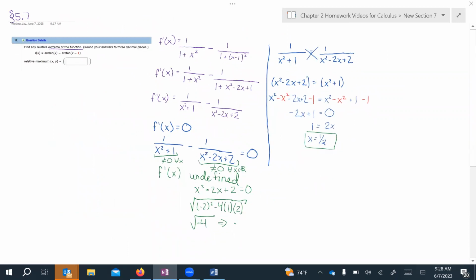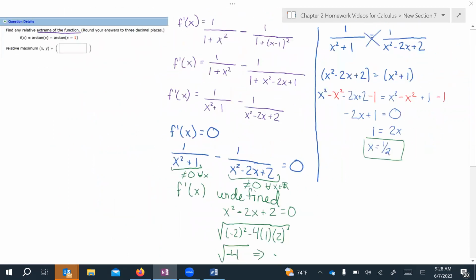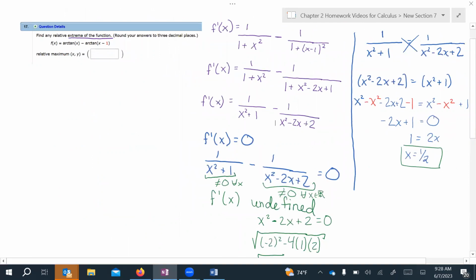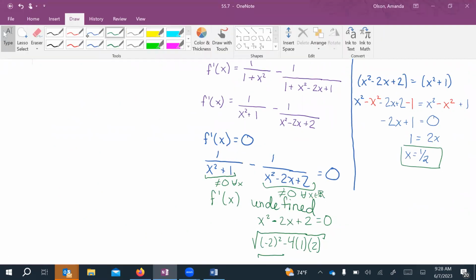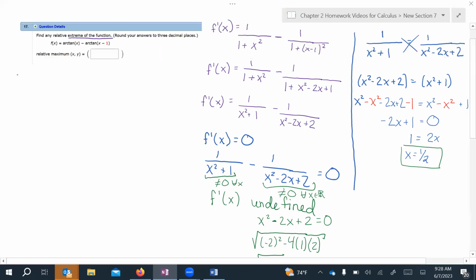So we just want to go then and check, well, what happens at x equals 1/2? Is it concave up or concave down? And so to do that, I'm going to use the second derivative test. You don't have to use the second derivative test. You can use whatever test you like, but I'm going to try the second derivative test.